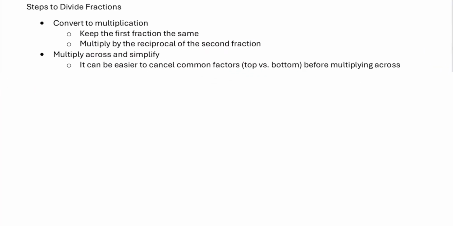To divide fractions, we essentially convert it to multiplication. We're going to keep the first fraction the same, change division to multiplication, and multiply by the reciprocal of the second fraction. And keep in mind that once we change it to multiplication, it can be helpful to reduce before we multiply. Just be careful that you do not reduce when dividing. We can't do that. We have to change it to multiplication first, then reduce if possible.